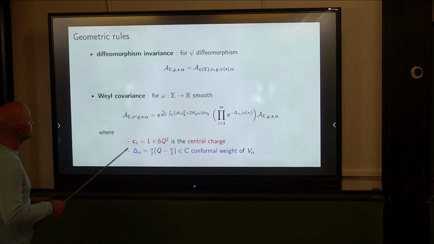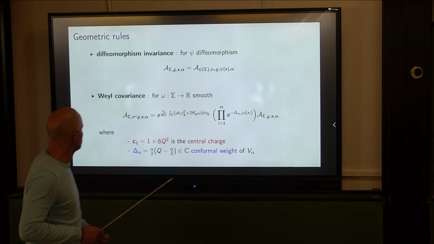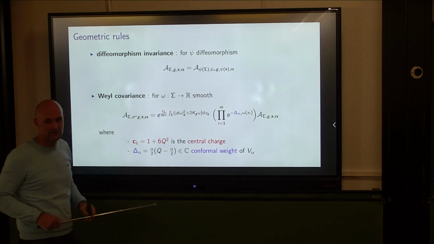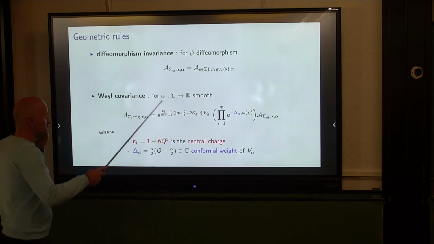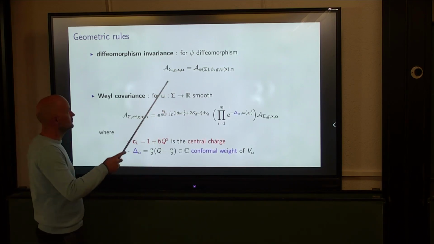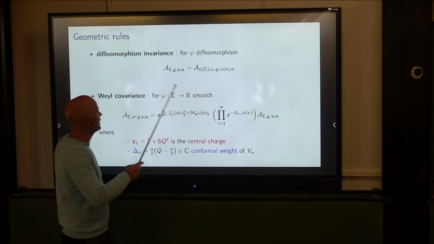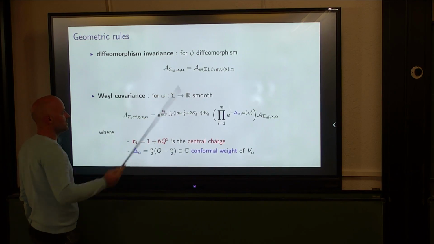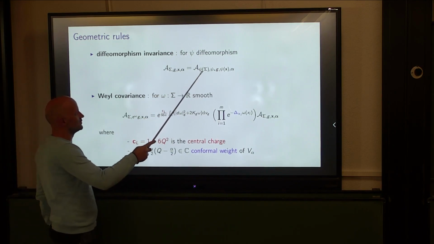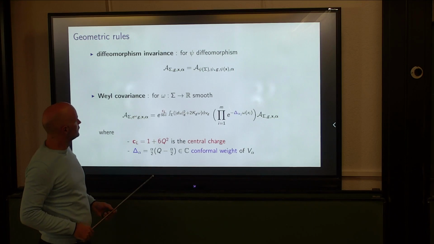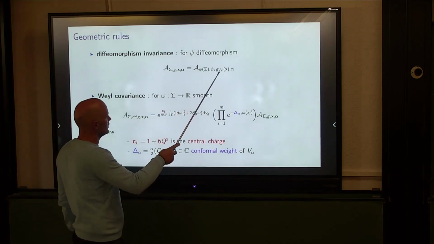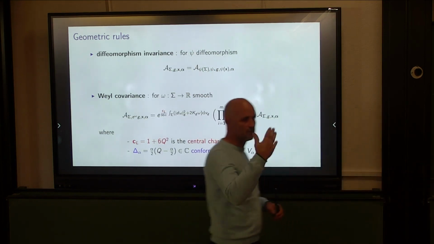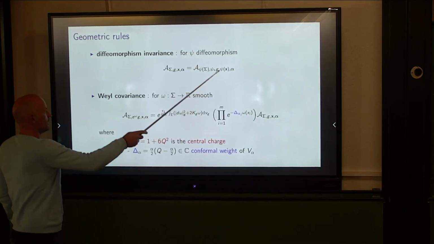Okay, so these amplitudes obey some rules. The first rule they obey is that they are invariant under diffeomorphism. So this means that if you consider a diffeomorphism on sigma, then the amplitudes are invariant under it. This is the image of your manifold. This is the push-forward of your metric. And all the points that you've got here are mapped by phi. And the weight doesn't move.